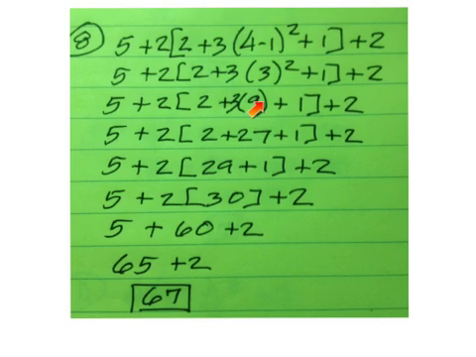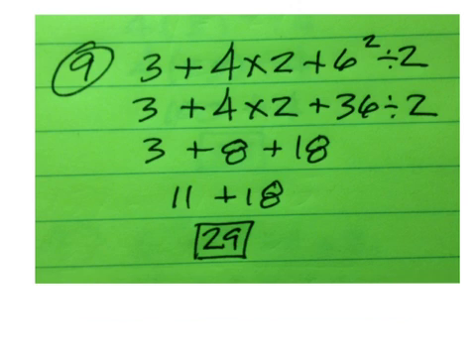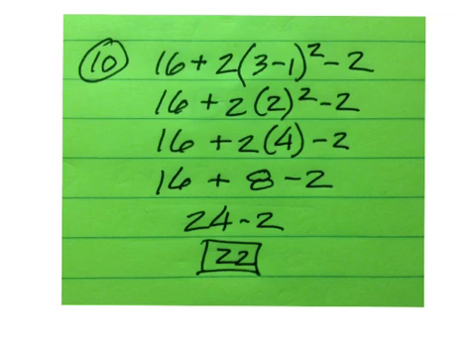3 squared is 9. Times 3 is 27. Add all this up to get 30. Times 2 is 60. Add all this up to get 67. And number 9, square the 6 to get 36, and then multiply 4 times 2, and then 36 divided by 2. Do this from left to right to get 29.